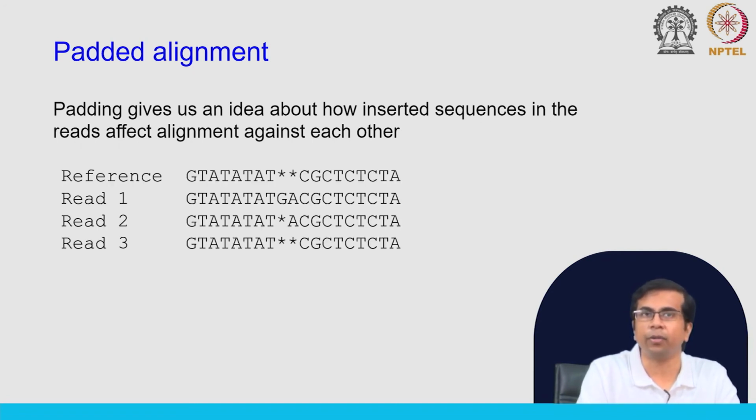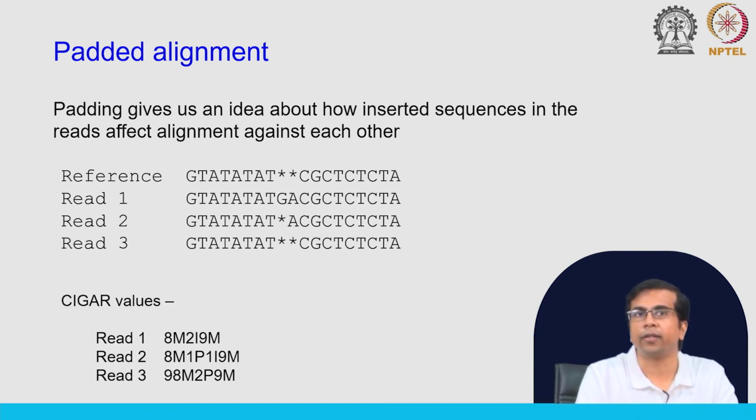Imagine this example where you have this reference sequence. Star means gaps, so there is no base in there. In read 1 you have this insertion, G A, but in read 2 we see only one base, A, we do not see G, so we have this star, and in read 3 we do not see any of these inserted bases, so we just see stars. In the CIGAR we will show 8M, 2I, 9M, and this means in the first read we have two inserted bases relative to the reference.